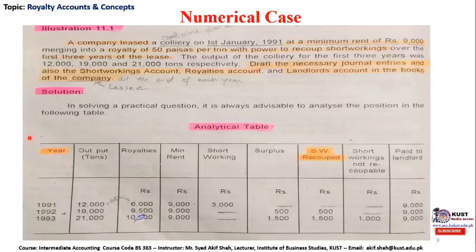Let us discuss a numerical case. A company leased a colliery on 1st January 1991. It is actually a coal mine. A company has leased a coal mine from a landlord on 1st January 1991 at a minimum rent of 9,000 rupees, merging into a royalty of 50 paisas per ton with the power to recoup short working over the first 3 years of the lease.